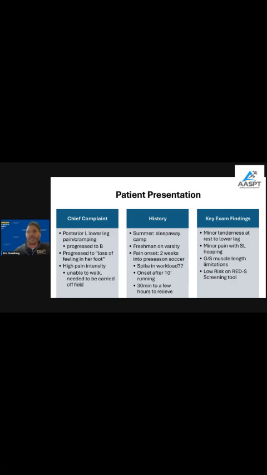Now, her key exam findings: she had some minor tenderness around the lower leg at rest. Obviously, when she became symptomatic, the tenderness went up. And she also reported a sense of fullness or tightness along her posterior calf when she was really symptomatic. She did have some minor pain with single leg hopping. She had some dorsiflexion limitations. And obviously, with any 13-year-old female who's probably undergoing adolescence at this point, you want to screen for her energy availability.